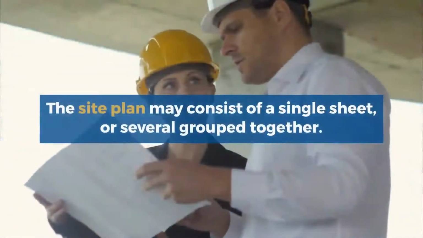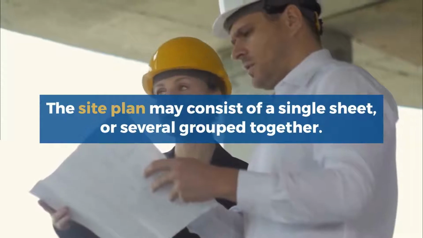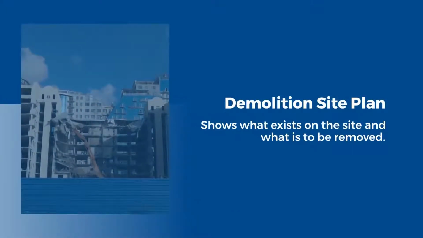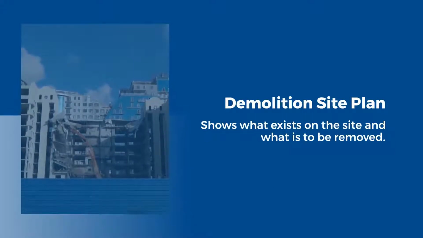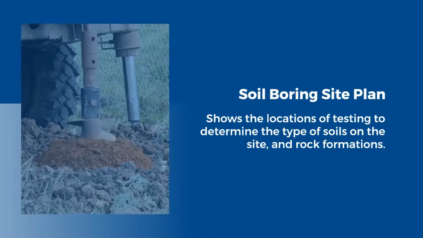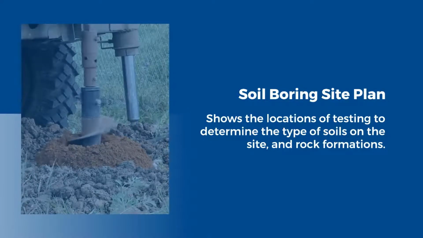Site work section. The site plan may consist of a single sheet or several grouped together. The demolition site plan shows what exists on the site and what is to be removed. The soil boring site plan shows the locations of testing to determine the type of soils on the site and rock formations.